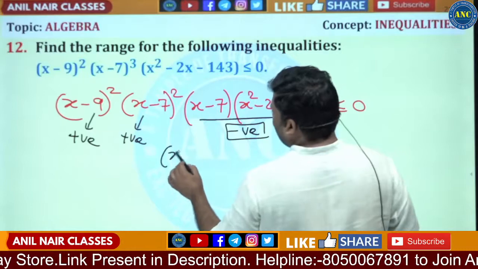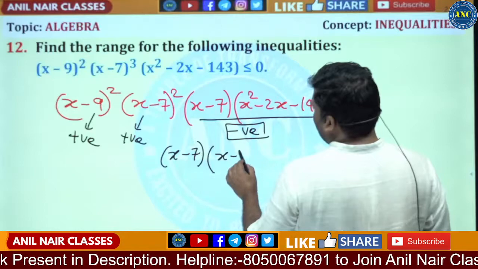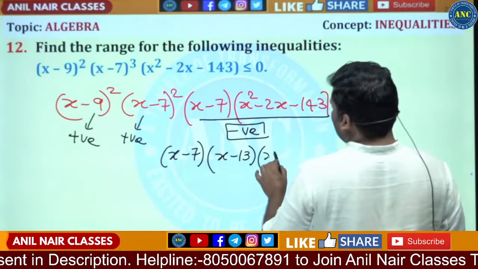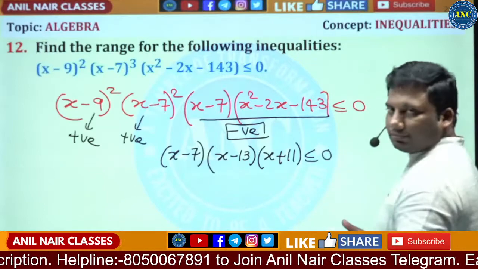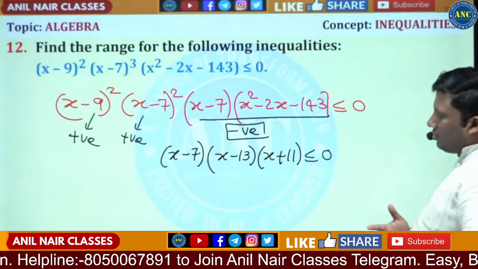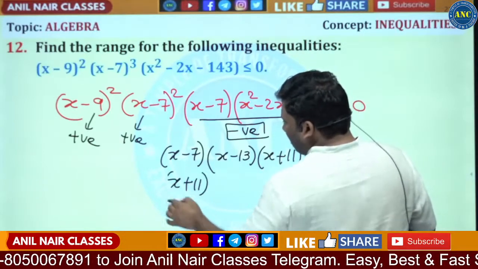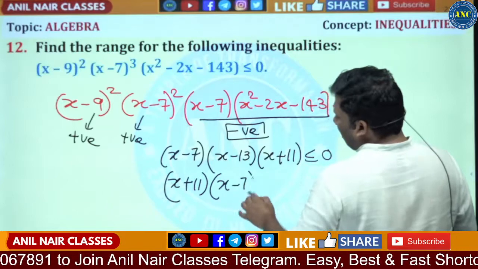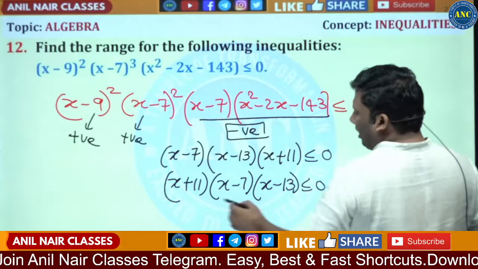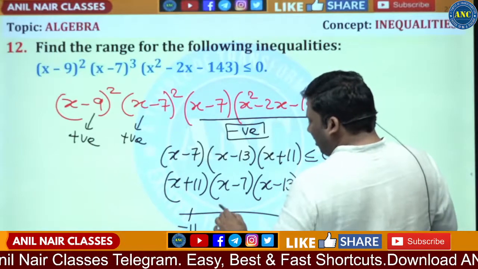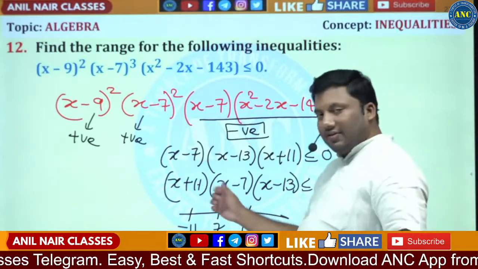So this will be x minus 7 into x minus 13 into x plus 11 less than or equivalent to 0. So here it will be x plus 11, x minus 7, x minus 13 less than or equivalent to 0. Critical points are minus 11, 7 and 13.